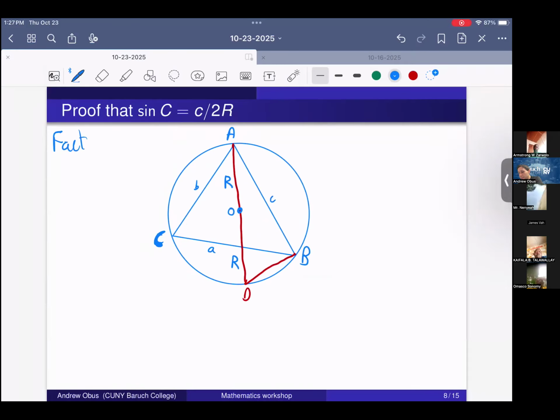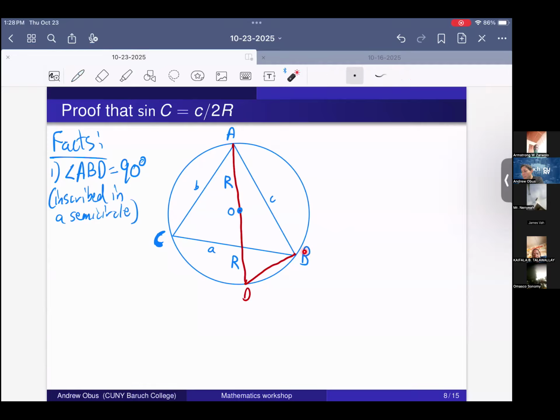So the first fact, if you know this from geometry, is that if I look at angle ABD, this is equal to 90 degrees. This is because this is a diameter, and any angle inscribed in a semicircle is always a right angle. So I'll say it's 90 degrees because it's inscribed in a semicircle. This is a fact from geometry that this angle has to be 90 degrees. I'll draw that in.